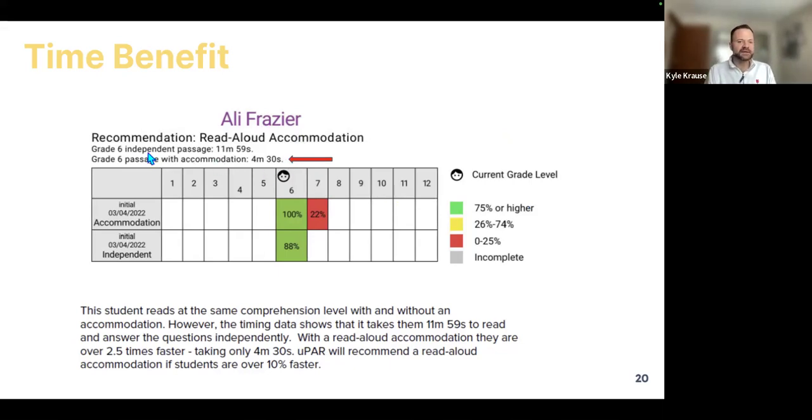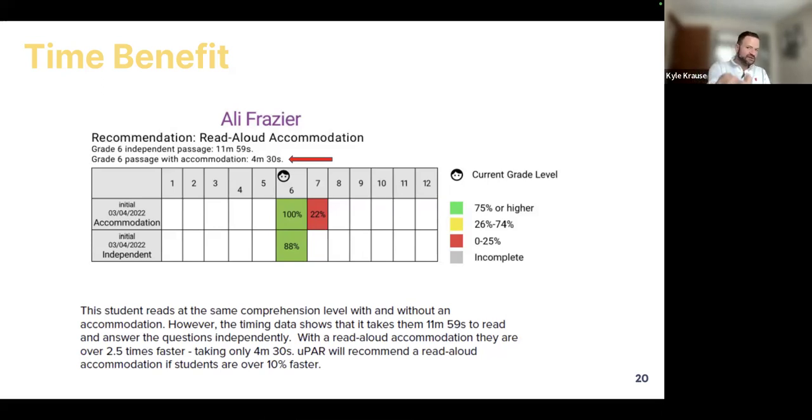You can see up top at grade 6, so this is that sixth grade student, independently, they're about 11 minutes and 59 seconds. With the accommodation, with that text-to-speech accommodation, they're actually two times as fast, being able to have that read to them and answer those comprehension questions. So that's where that time benefit really comes into play. You will see that time benefit if they are 10% or more faster with the accommodation.